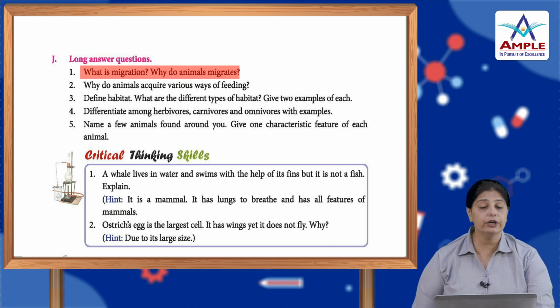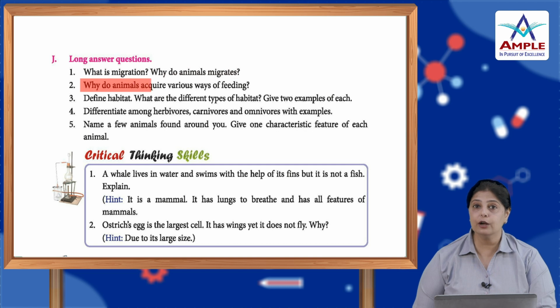What is migration? And why do animals migrate? Migration, we already know, is the process of movement from one place to another. And why is it that? That's the answer that you need to mention. Why do animals acquire various ways of feeding? It is based on the features that they have, so mention about it.